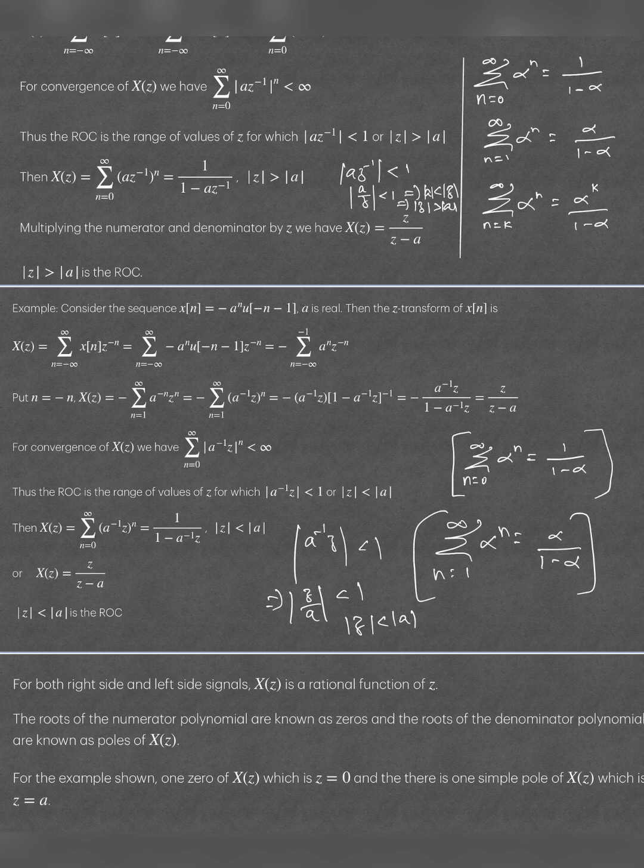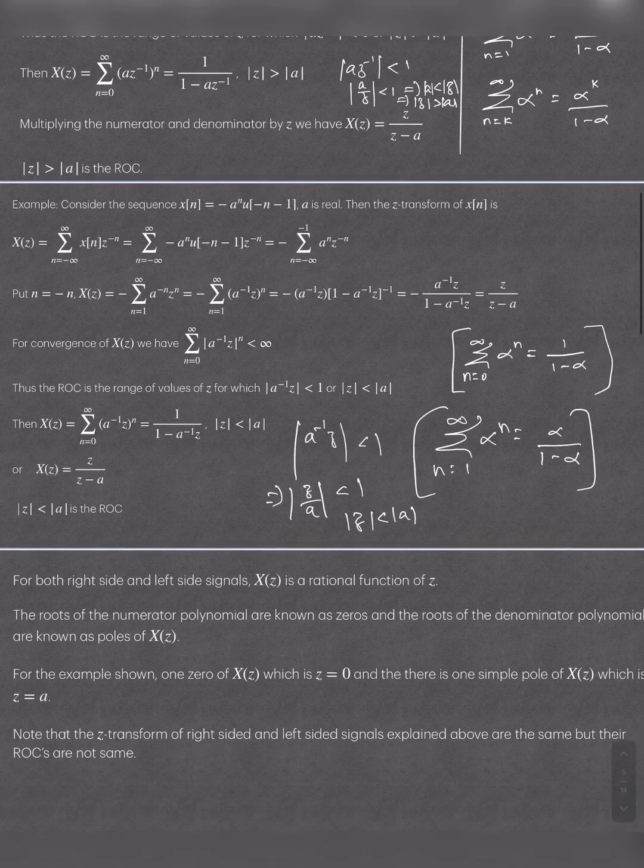So what happens to the region of convergence? The region of convergence is mod z less than mod e in the case of the left-sided signal, whereas in the right-sided signal it is mod z greater than mod a. And to note very clearly, the z transform for both the signals is the same.